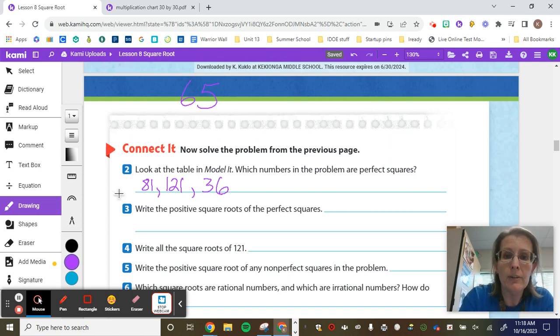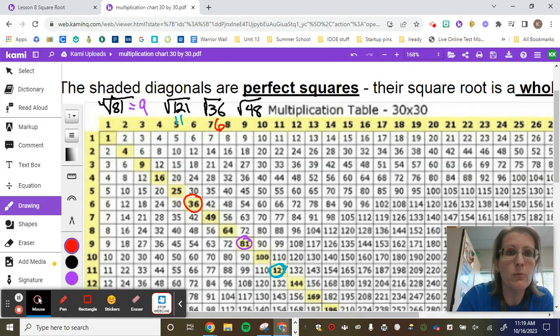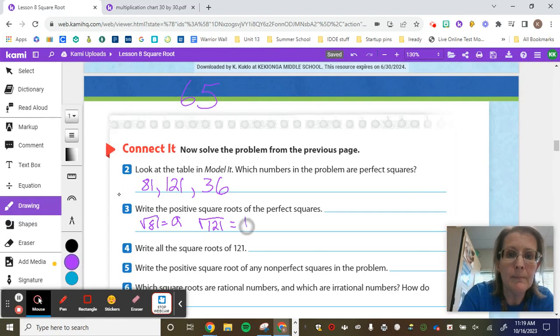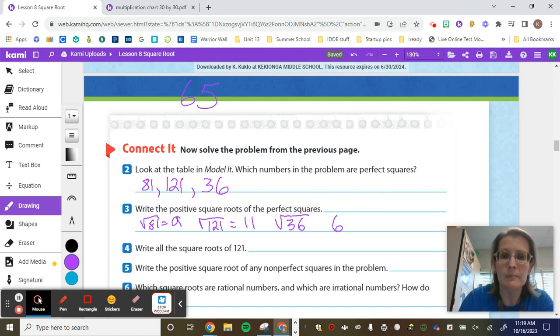So write the positive square roots for the perfect squares. The square root of 81 was 9. The square root of 121 was, I forgot, give me 1 second. So the square root of 121 was 11. And the square root of 36 was 6.